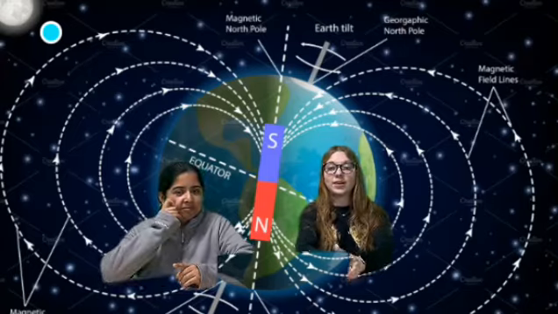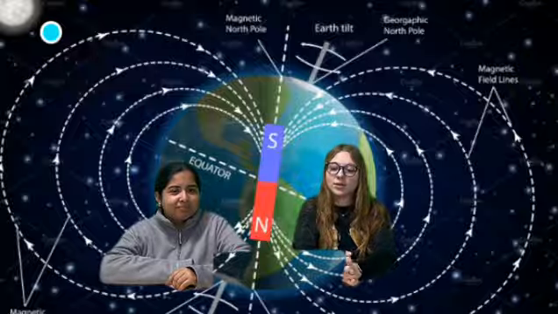Magnetism works in many different ways that you might not even know. For example, the Earth itself behaves like a giant magnet. Its magnetic field protects us from the solar wind by deflecting charged particles from the sun.